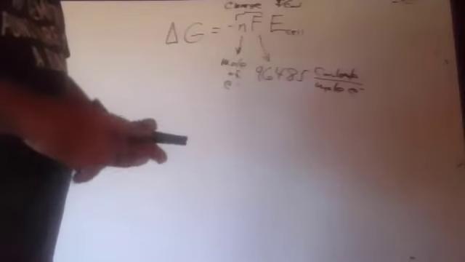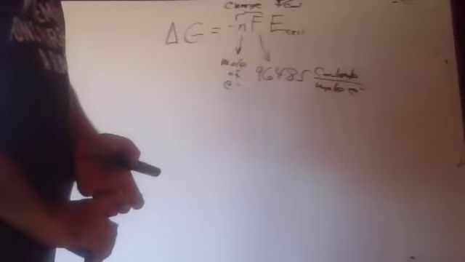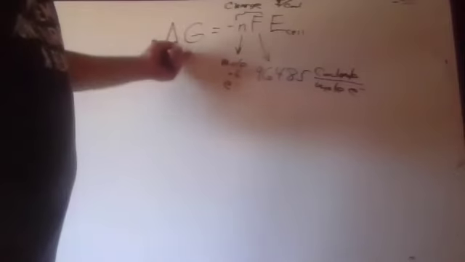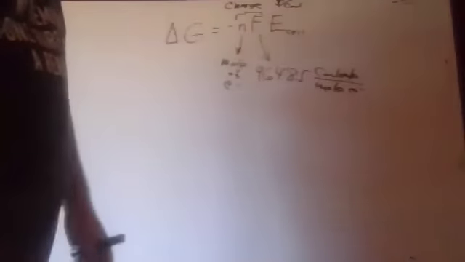So now we have three things that we can say indicate something spontaneous. If you have an entropy of the universe increasing, if you have free energy change being negative, and now if you have a voltage, potential for the cell being positive. Any one of those is indicating a spontaneous reaction.